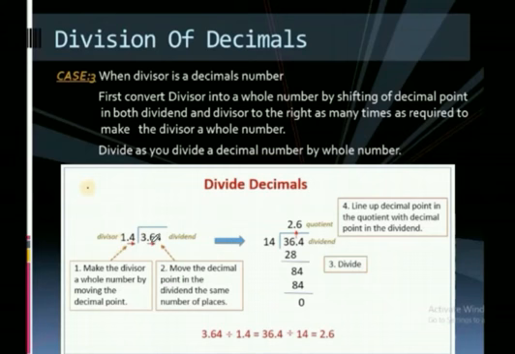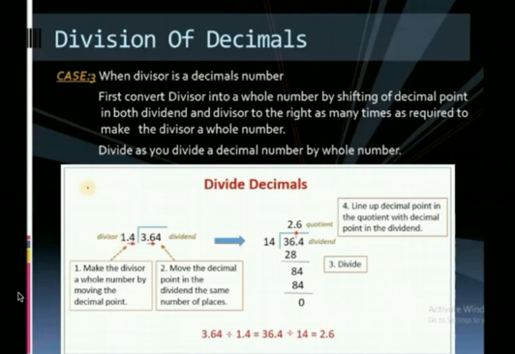Okay, and when you have to divide a decimal number by another decimal number, in that case you have to convert the divisor, the number by which you are dividing the dividend, into a whole number first. This is the only thing. Once it becomes a whole number, then you can do the division as you have done in case 2. So how can I make this divisor a whole number? By shifting the decimal point to the right.